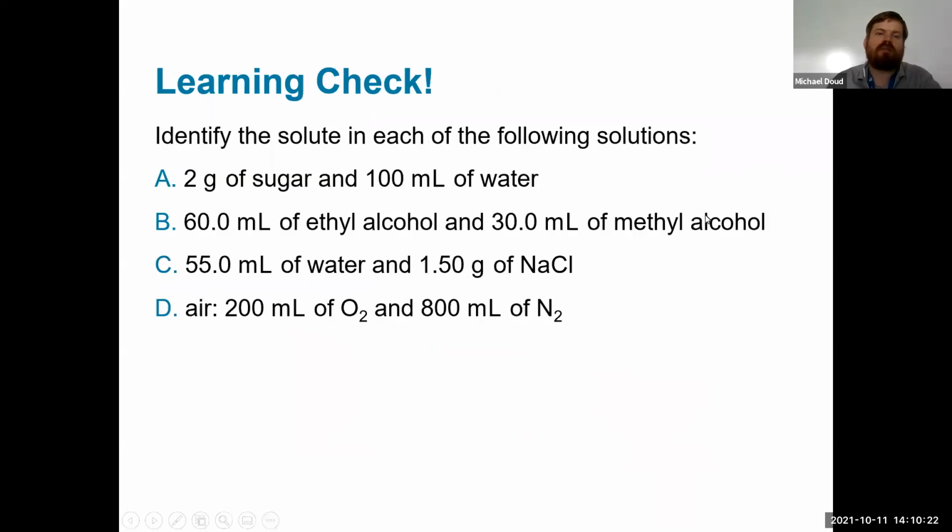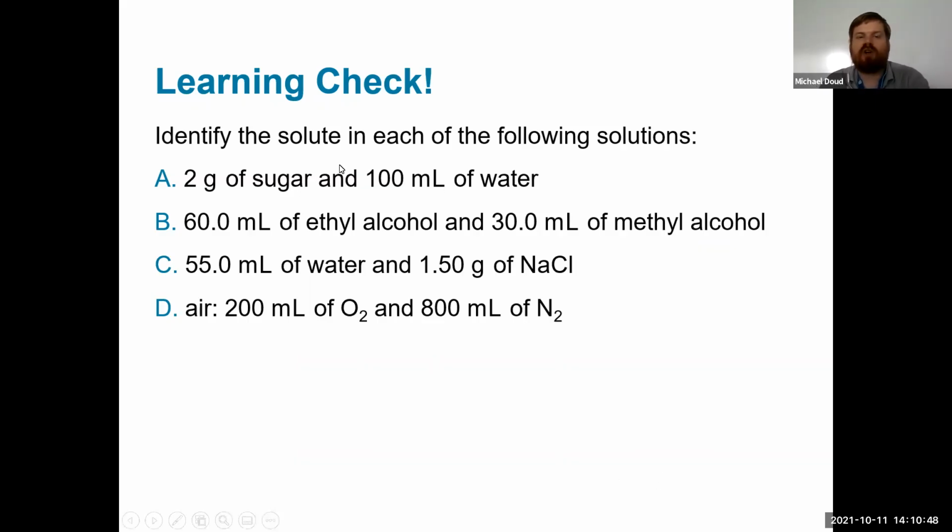Okay, let's do a quick check. We want to identify first the solute and solvent in each of these following solutions. So this is just a learning check. This isn't on your sample exercise packet. We're just checking whether you're paying attention or not now. So just tell me which one is the solute for A, B, C, and D. Go ahead, pause the video here, and when you come back, we'll look at the answers.